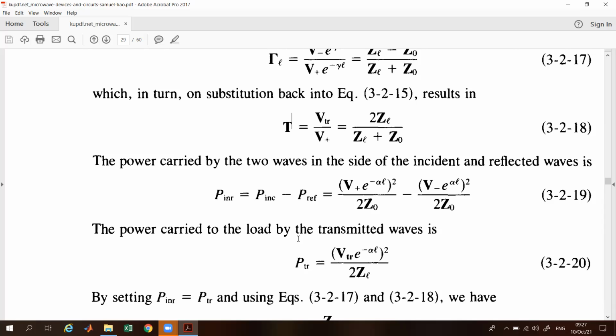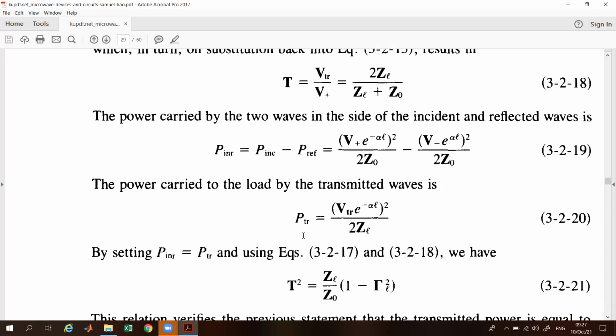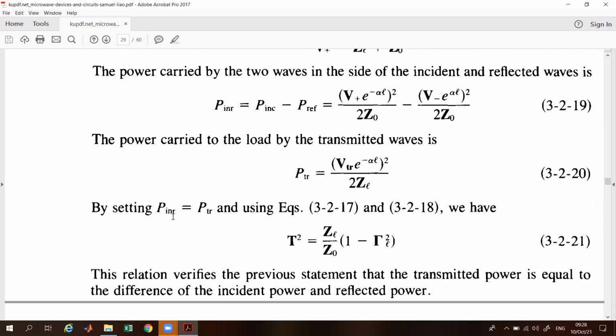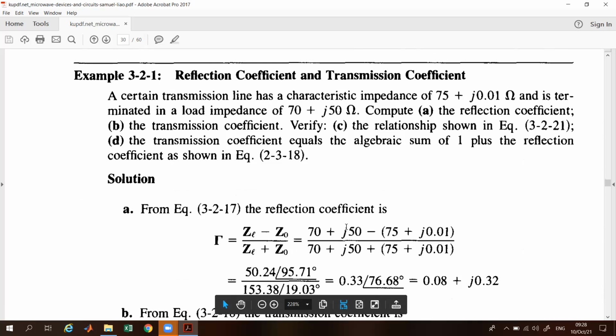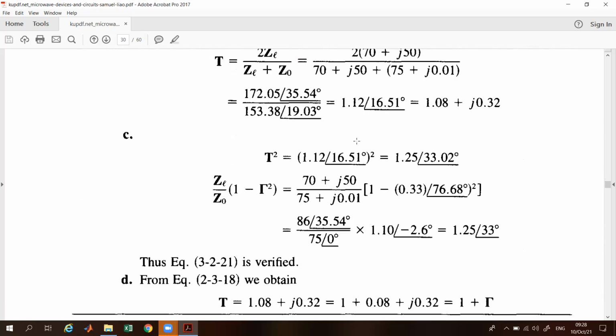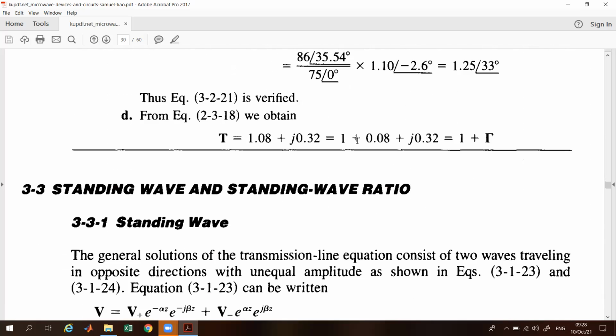So the power carried to the load by the transmitted wave, if we consider the voltage there as V_TR, will be |V_TR e^(-αL)|² divided by 2Z_L. If we set P_INR equal to P_TR, which is basically the case, then we have this relation derived here also. Now these are the certain things given, and you have to find the values by putting them in the equation.